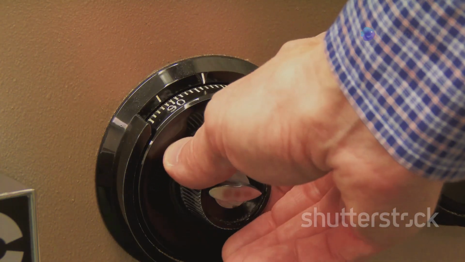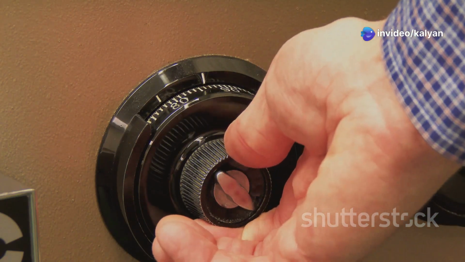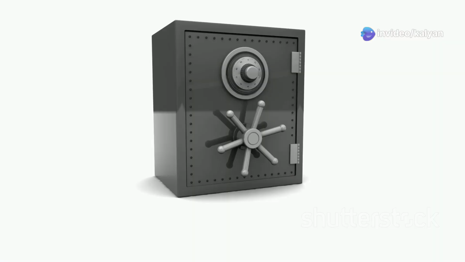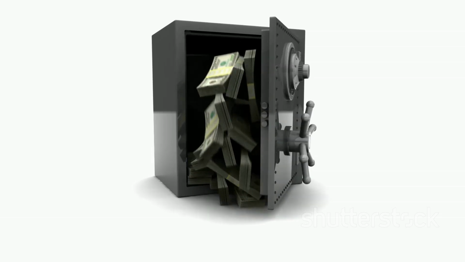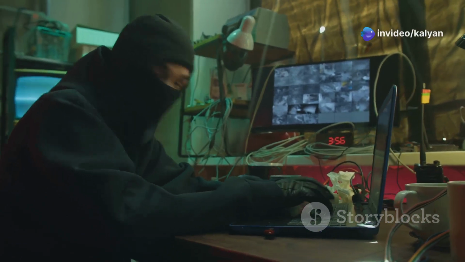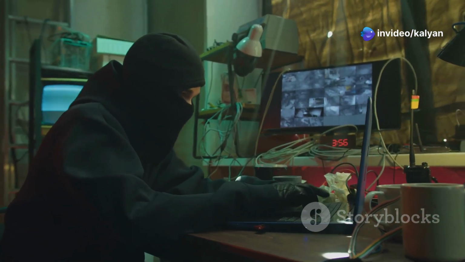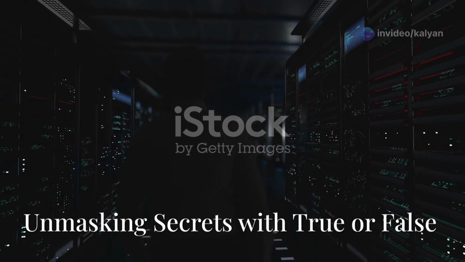Think of it like a safecracker listening intently to the clicks of the tumblers as they slowly rotate the dial. Each click provides a tiny piece of information, guiding them closer to unlocking the treasure within. Time-based blind SQL injection requires patience and precision, but it can be a devastatingly effective way to breach even seemingly secure systems.